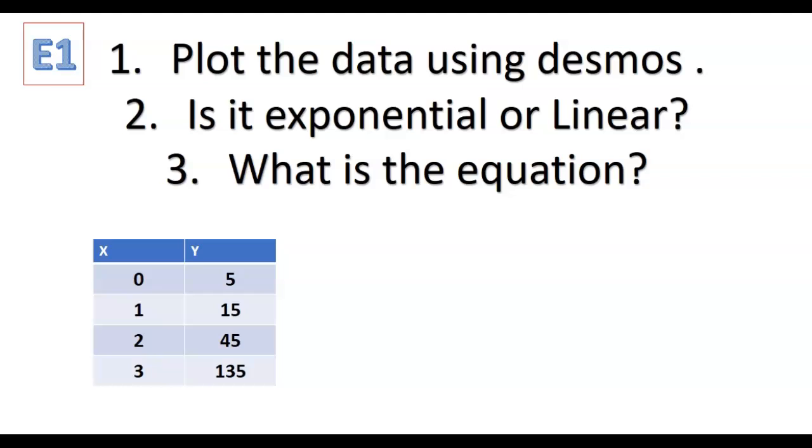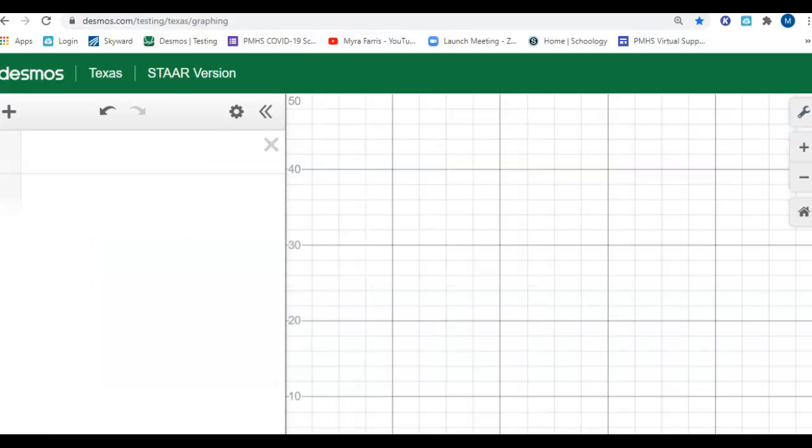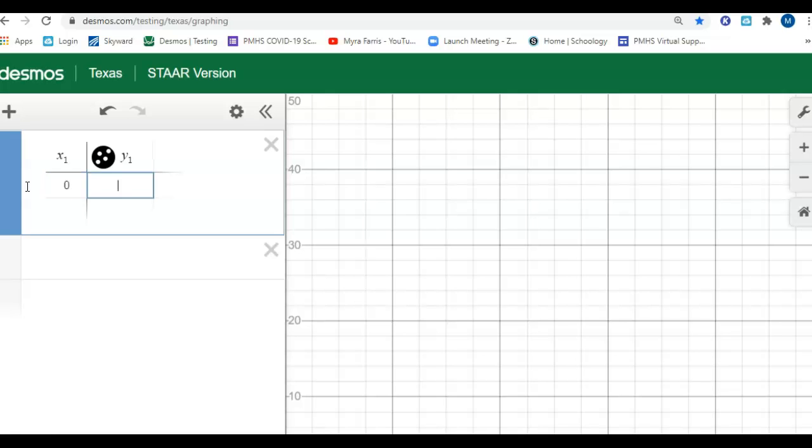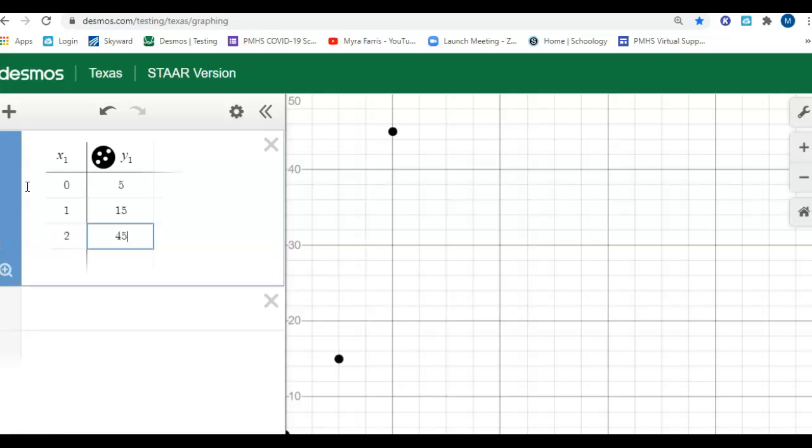Sometimes it's not that easy to tell. So then we're going to use Desmos. So we are going to add a table in Desmos. And my example that I just had: 0 and 5, 1 and 15, 2 and 45, 3 and 135. Those are my data points.